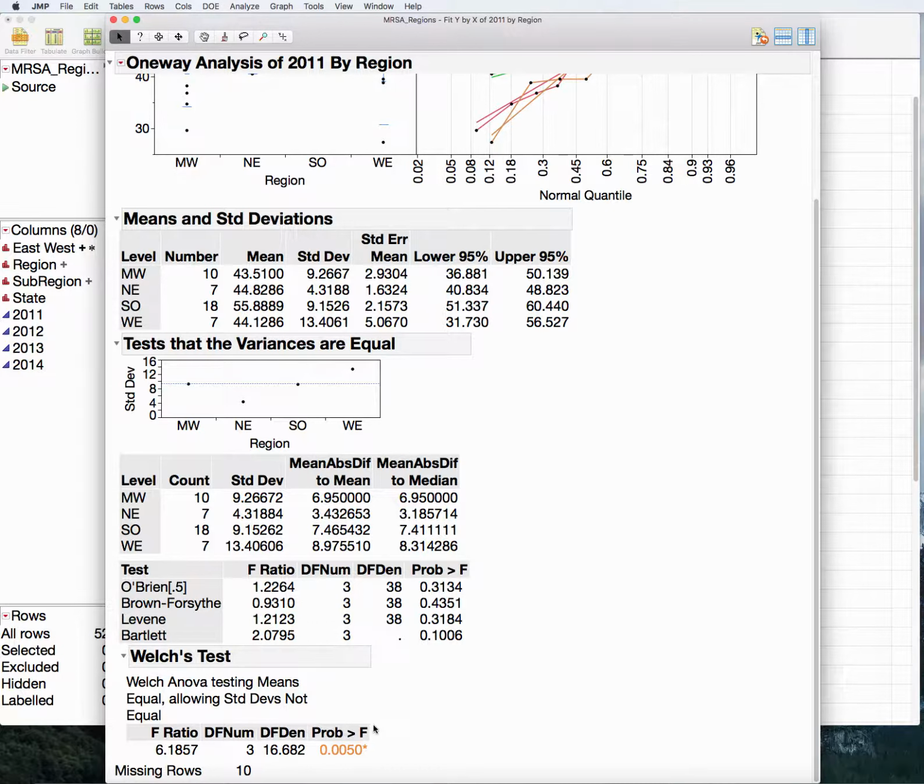Up next, we'll look at how to test if we don't want to assume normality at all, and that will be the Wilcoxon test.